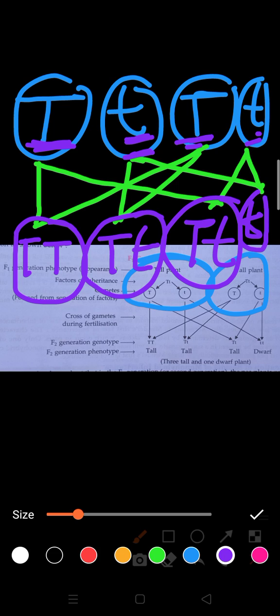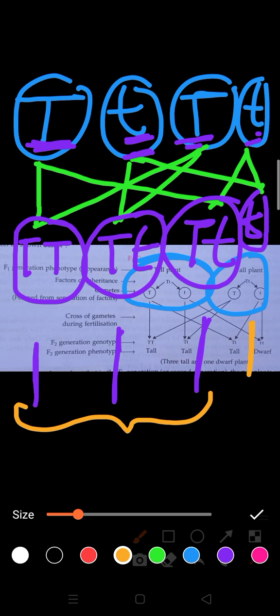So can I write it in this way? One tall, second also tall, third also tall, and last one is dwarf. Is it true? Okay, so if I observe the phenotype ratio character-wise, at that time what will I write? 3:1. This is the phenotype ratio.